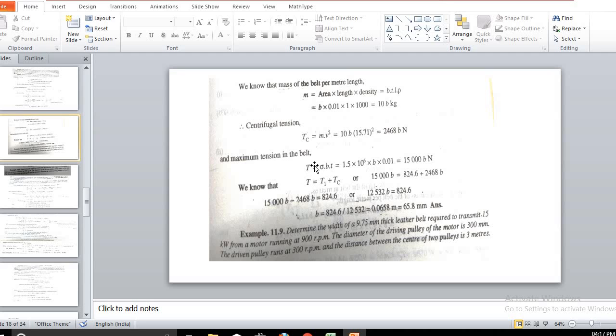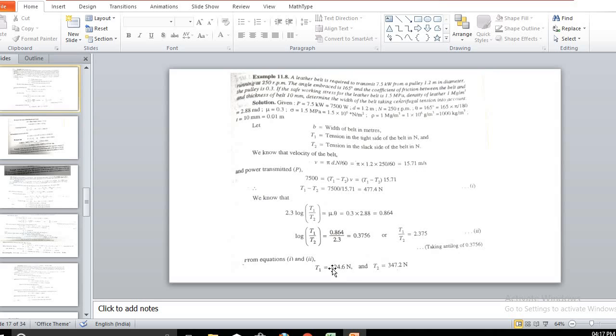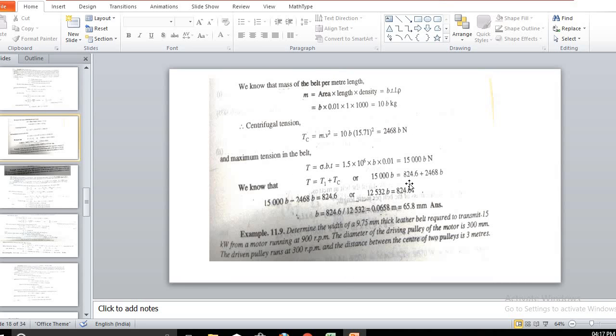So T is now considered by introducing centrifugal tension. T now becomes T1 plus Tc. T1 is calculated as 824.6 plus Tc, which is 2468B. Now this must be equated to this, and we have to calculate it. In this equation the only unknown is B. So find out the B value, which is the asked quantity.